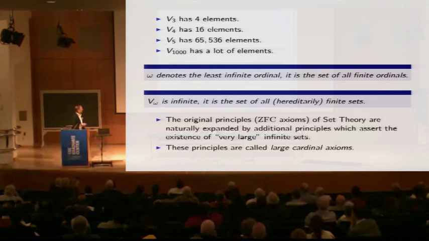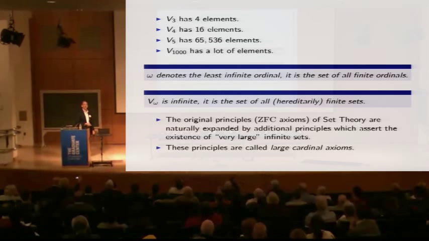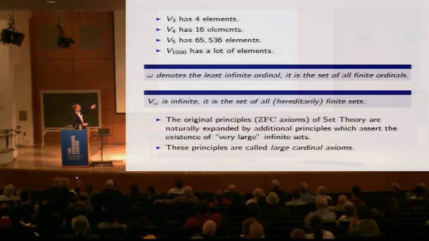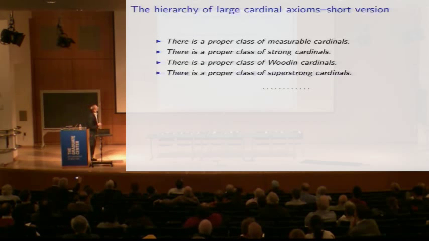Okay, so the original principles, those are the ZFC axioms of set theory, are naturally expanded by additional principles which assert the existence of very large infinite sets. So we're trying to repeat the transition from number theory to set theory, which is bringing in infinity, but maybe there are many other infinities one could imagine. These principles are called large cardinal axioms. So I'm going to show you some. This is the short version.